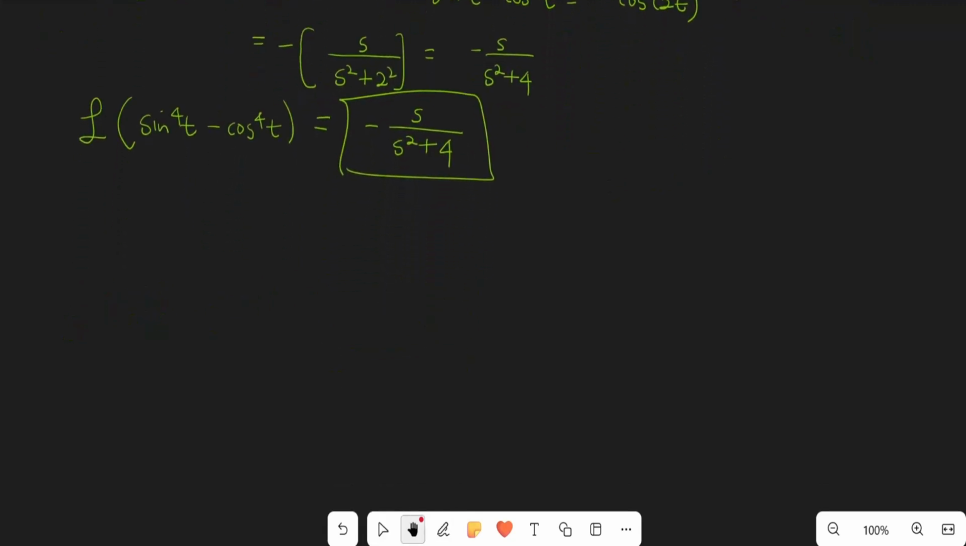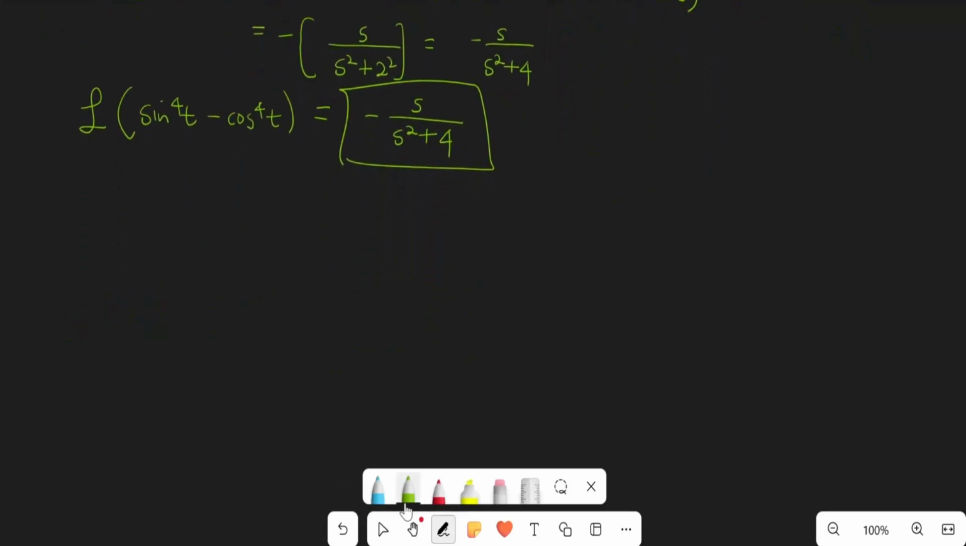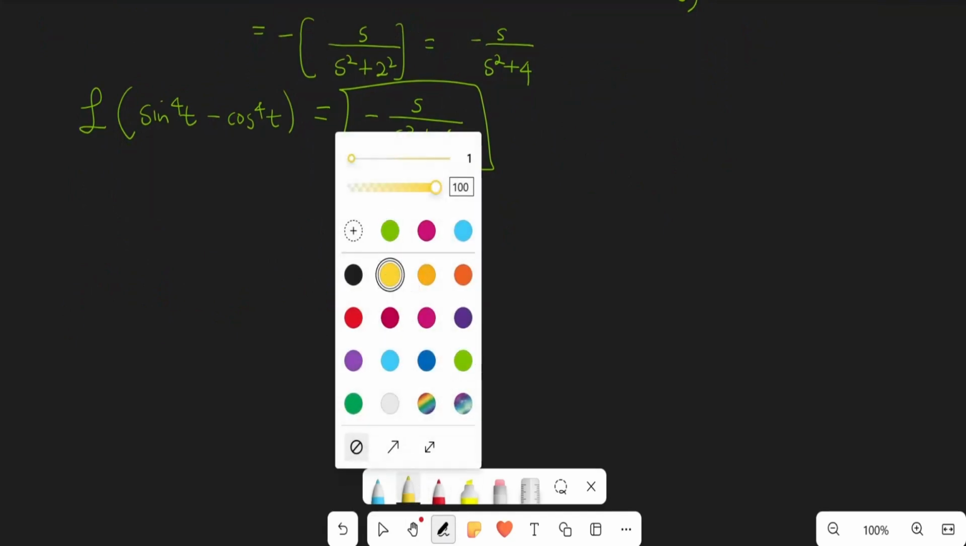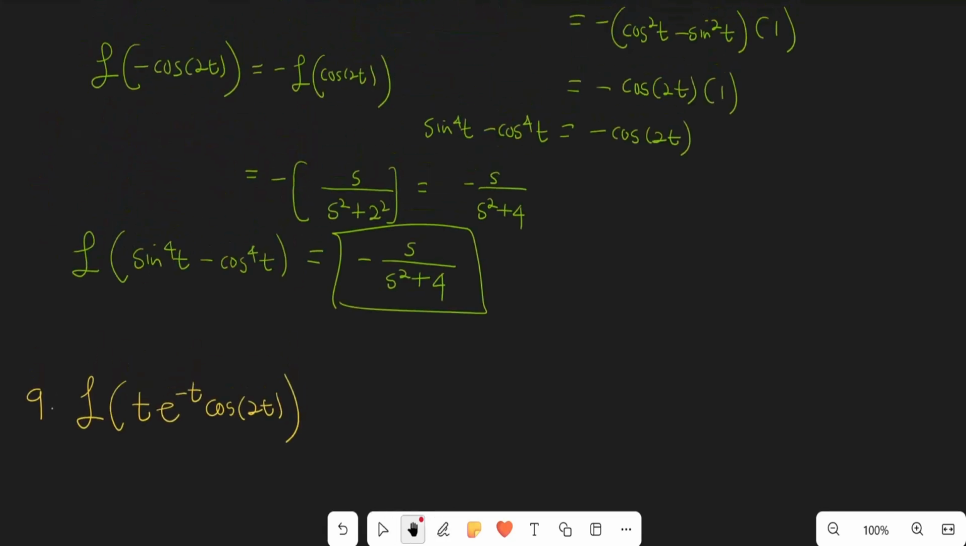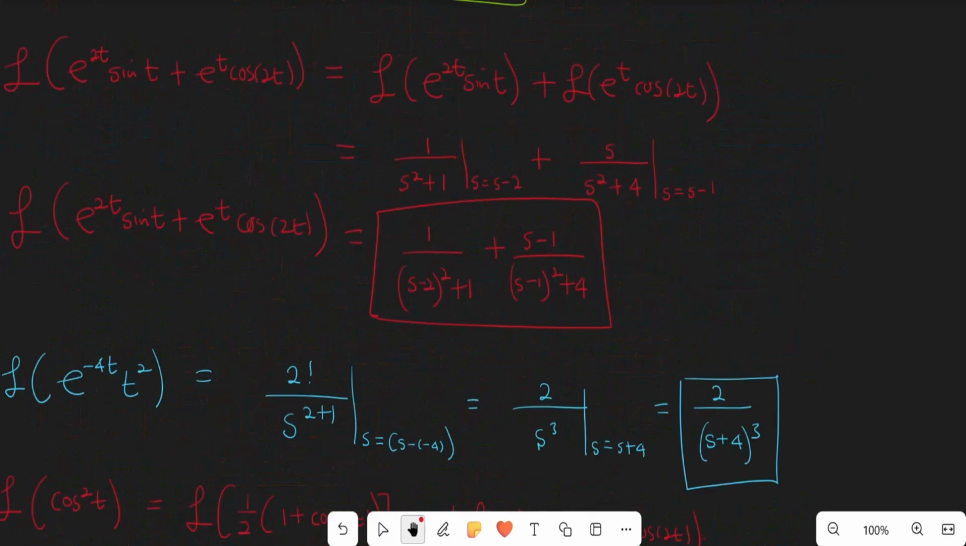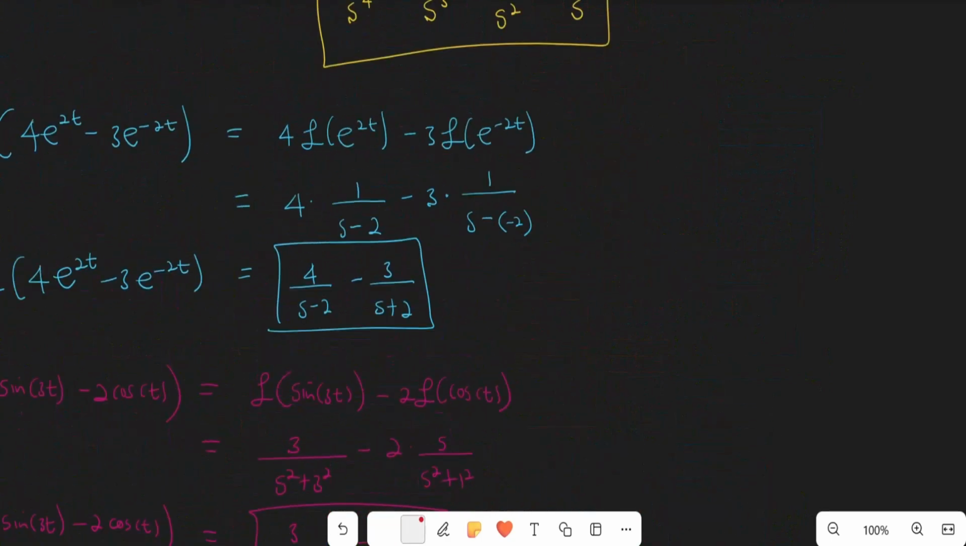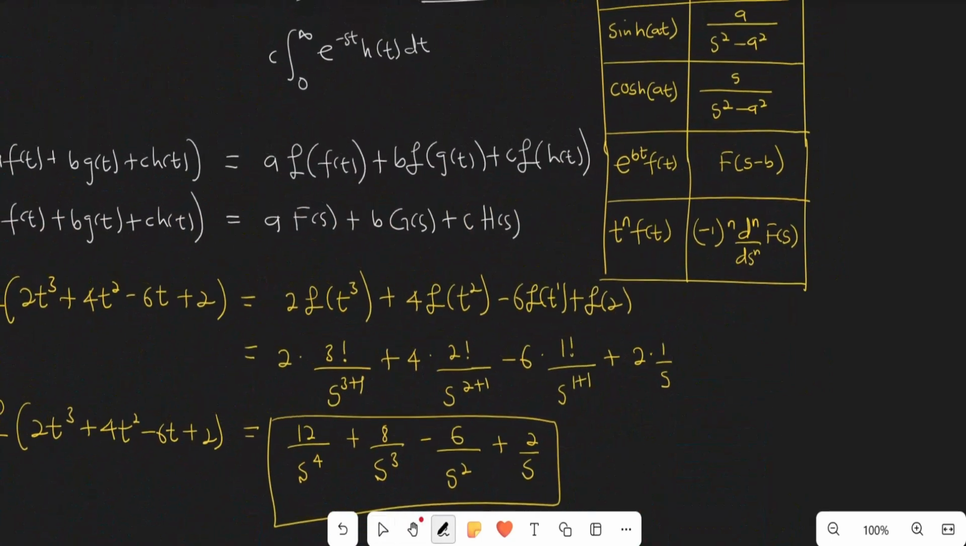Okay, so now we are going to the ninth one. So the ninth one, I'm going to do it in yellow. Alright, so question 9, we are going to find the Laplace transform of t multiplied by e to the negative t, and this is multiplied by cosine of 2t, like this. So we are going back to our table. So our table here, we are going to use this formula, this expression here.